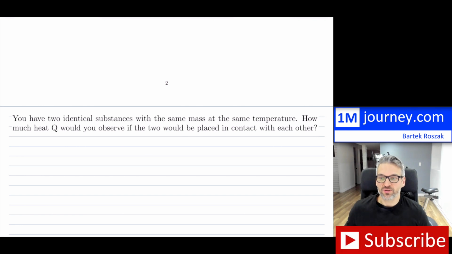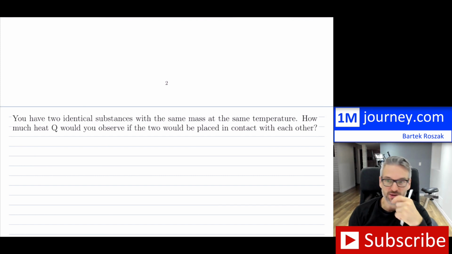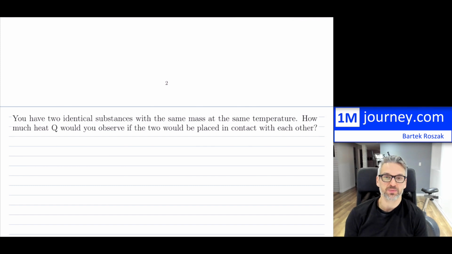Let's jump into a few examples on thermal energy. If you're just getting introduced to this topic, I'm going to do 3 examples here. So here's the first one. It's more of a qualitative example.